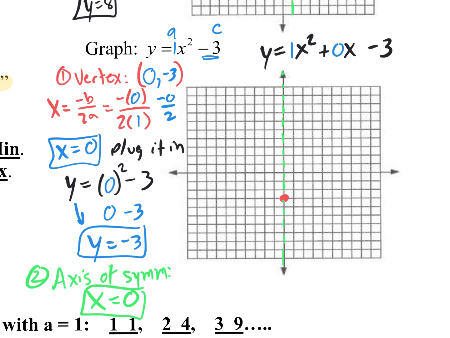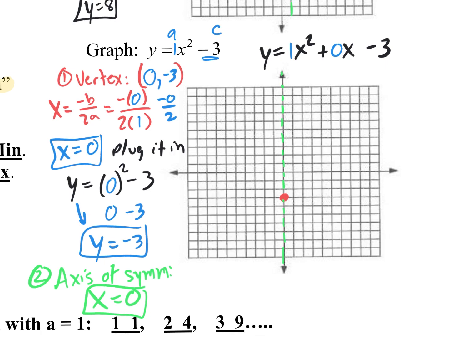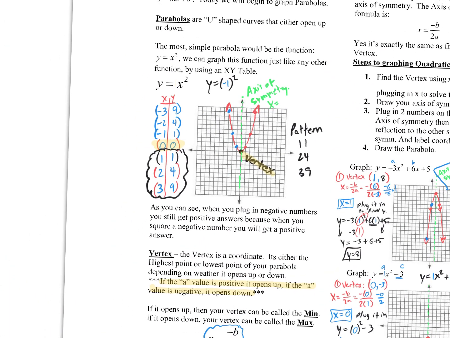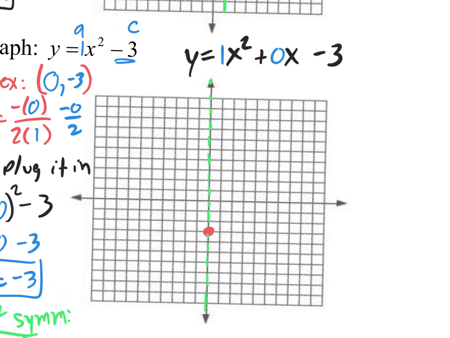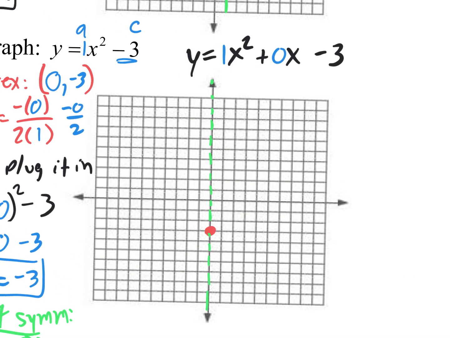But since I know that this A value is 1, I know that it's going to have to open up and be exactly as wide, or perfectly U-shaped, as this one, because the parent graph had the A value of 1. So I am going to use these coordinates as a pattern, okay? Over here, because the A value is 1, I get to use the pattern 1, 1, 2, 4, 3, 9. I would like you guys to write down this pattern over and over until you memorize it. 1, 1, 2, 4, 3, 9.